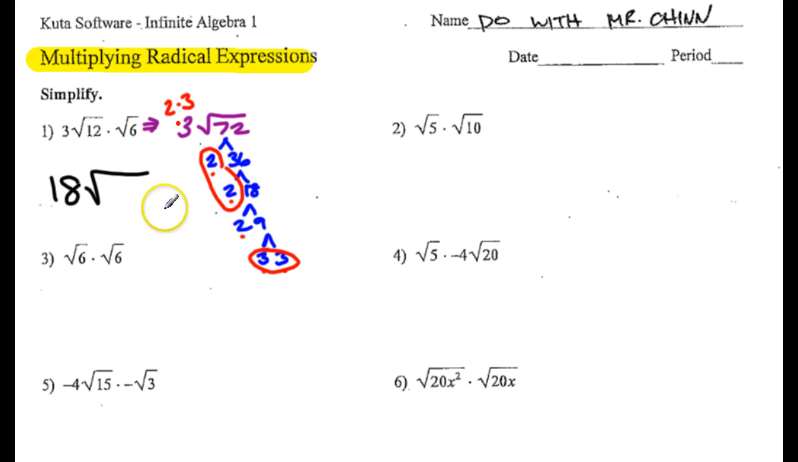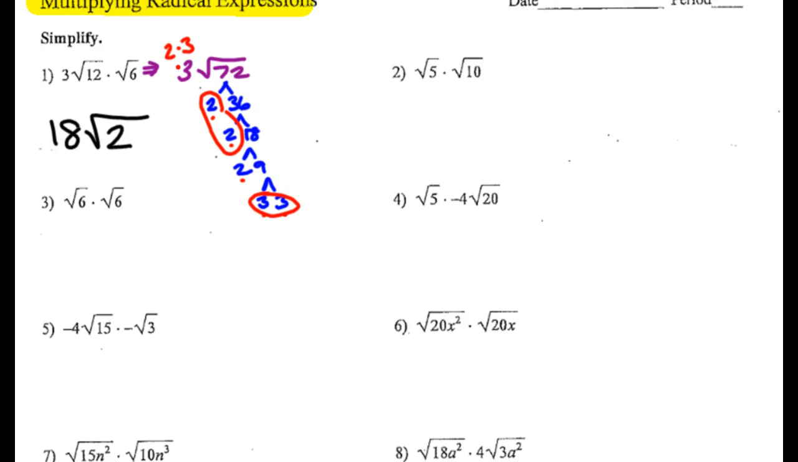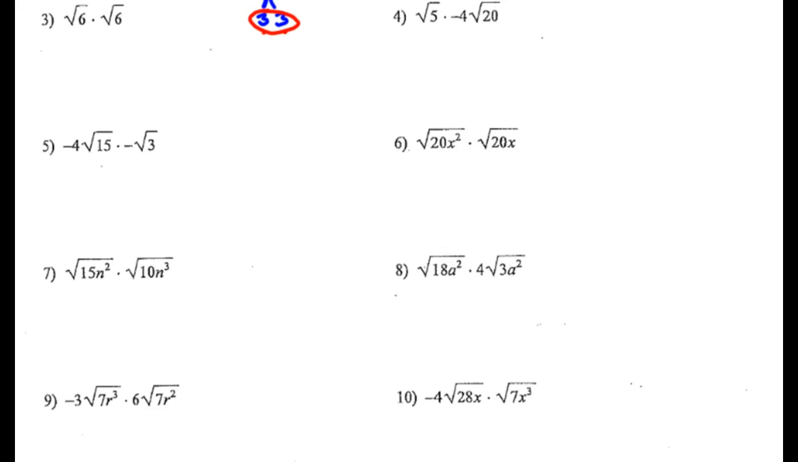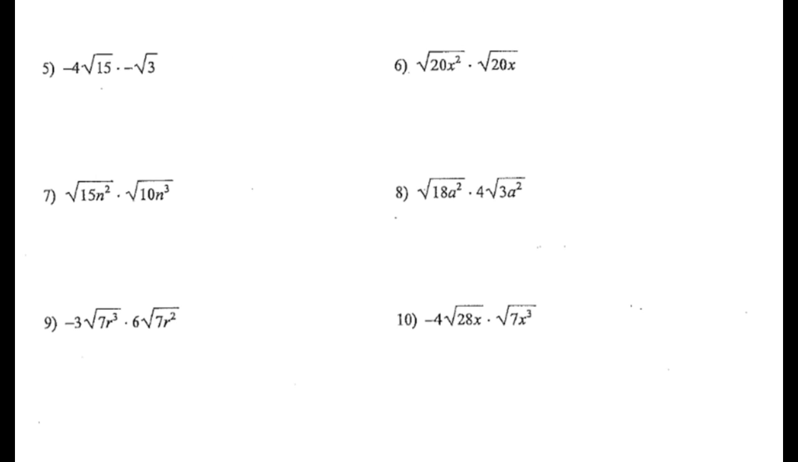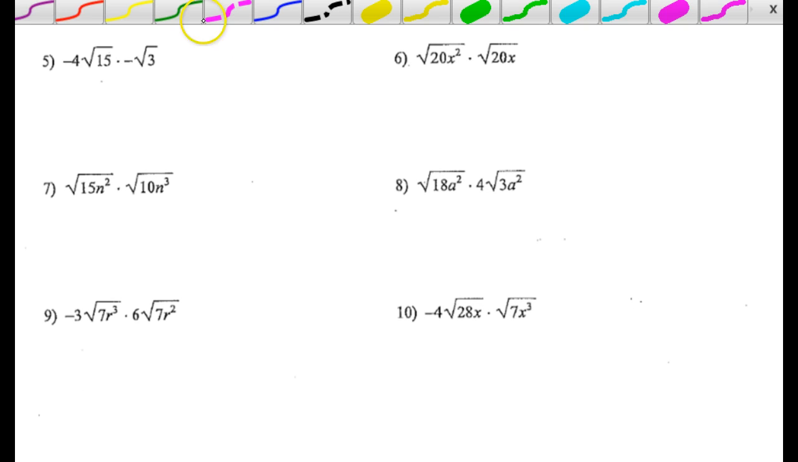Now don't forget to see what's on the inside. What did not come out? Just this one 2. Okay? So once you multiply it, you're just practicing the simplifying. Okay? Let's look at one that has some variables in it now. Let's go ahead and do number 7 together.